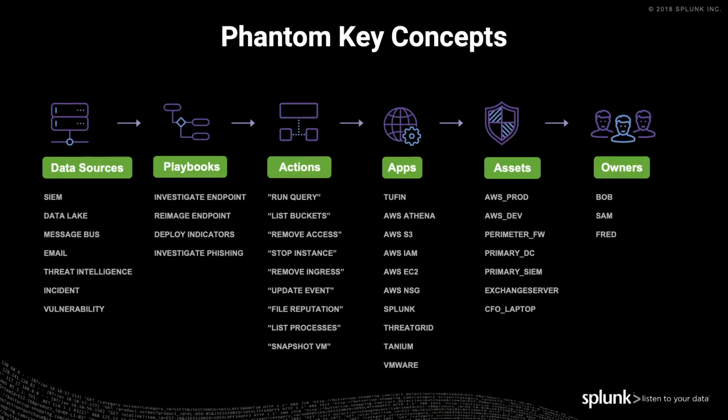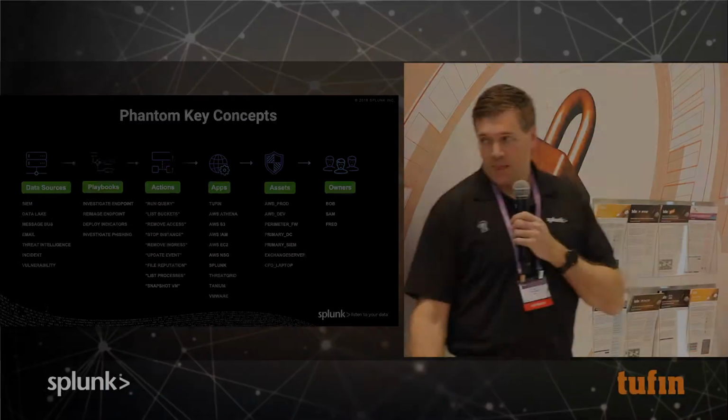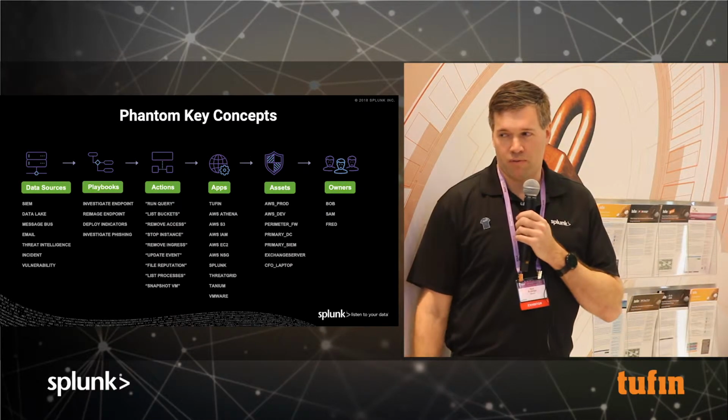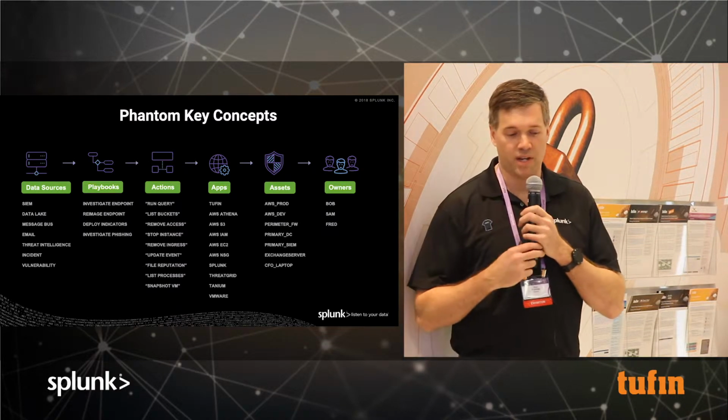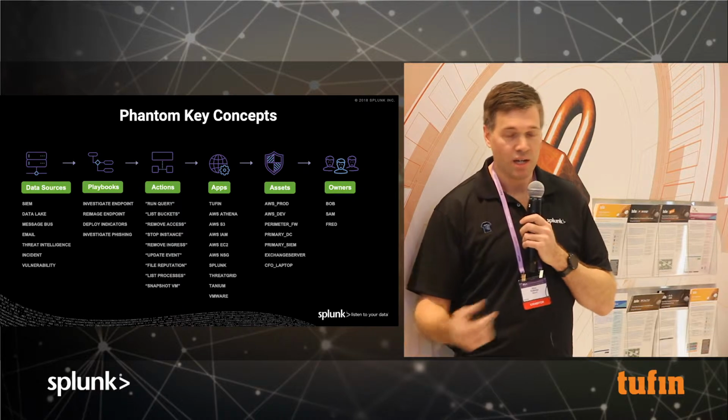Those are basically API calls to your products. So maybe open up a ticket, block a file based on the threat that came in from an email. And then the apps are our way of integrating with those APIs. So we have an app for about 240 products that are on the market today, Tufin being one of those. So that basically gives Phantom the ability to say, hey Tufin, go block this IP.